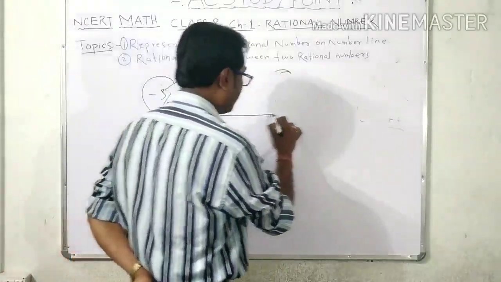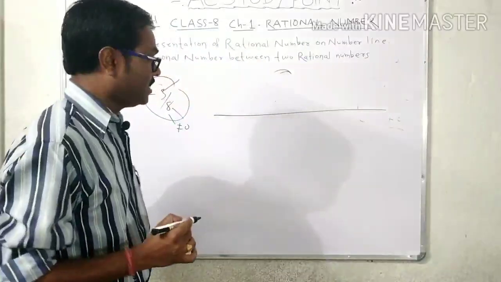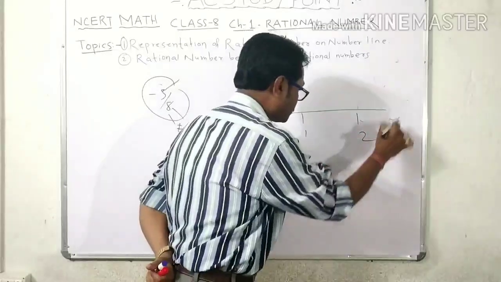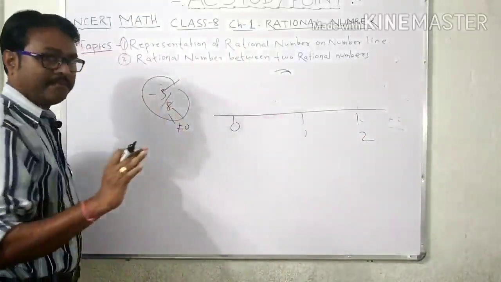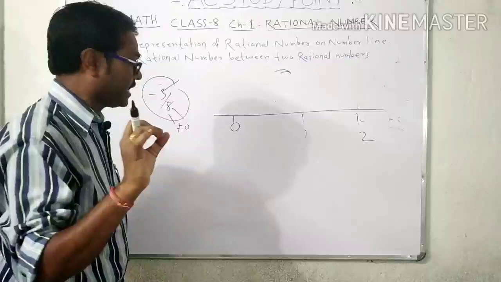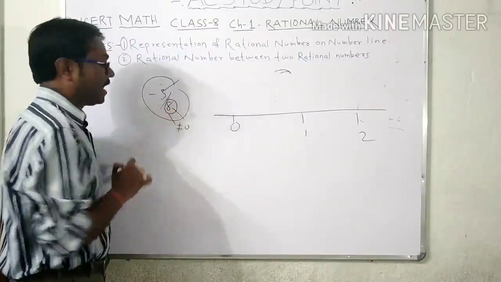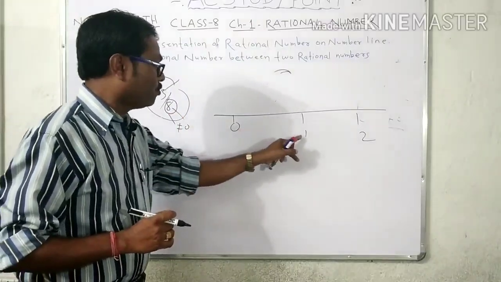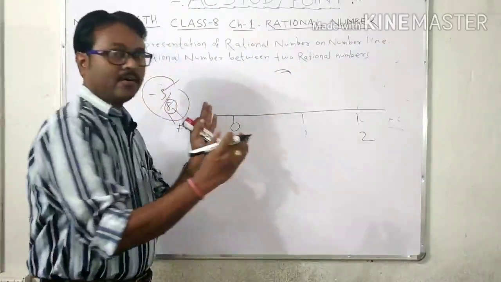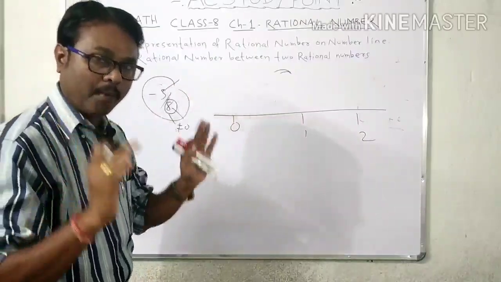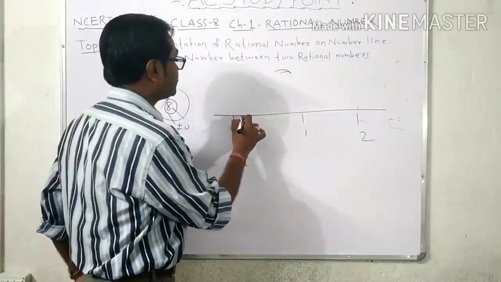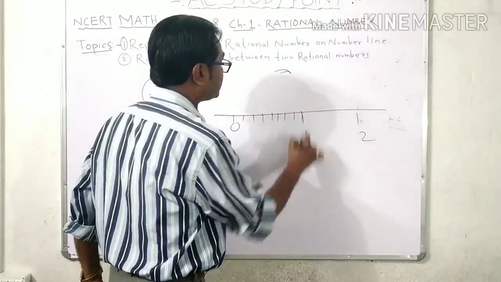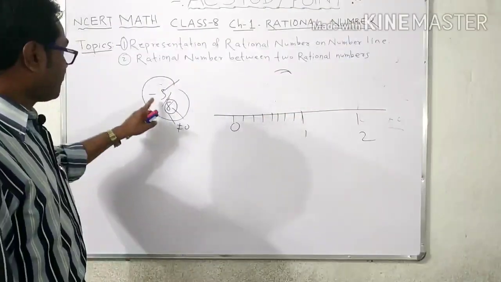Very simple. You follow the same process. Here it is 0, here it is 1, here it is 2. The first step is to check the denominator. How much is it? 8. So divide 0 to 1, that means divide 1, into 8 equal parts. It is 1, 2, 3, 4, 5, 6, 7 and this one is 8. So here, minus 3 by 8.